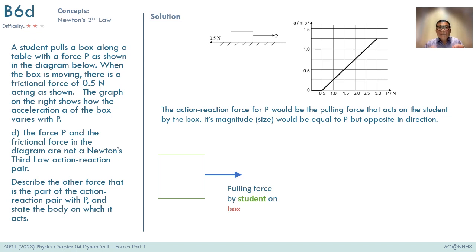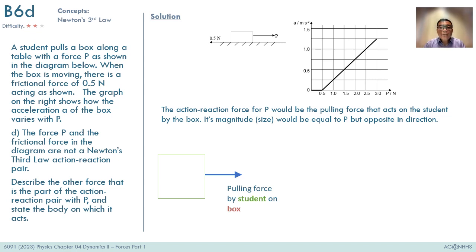For every force, there are two objects involved: an object that the force acts on, and another object that causes the force. So in this case, P is a pulling force caused by a student acting on the box, pulling on the box. So I make sure to label it this way. Please follow this way to label your forces.